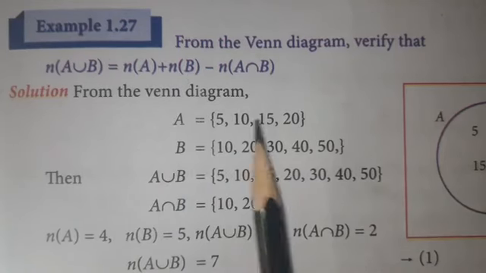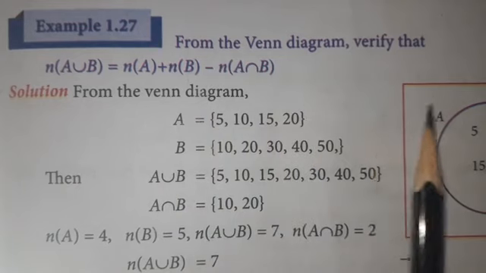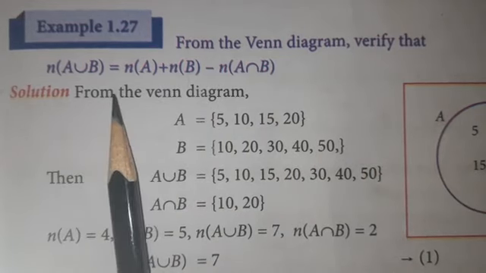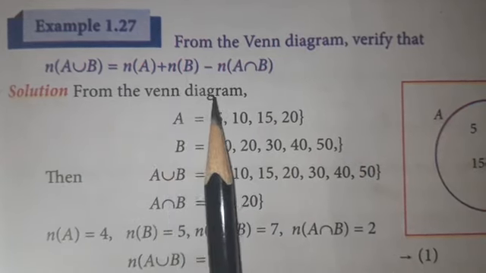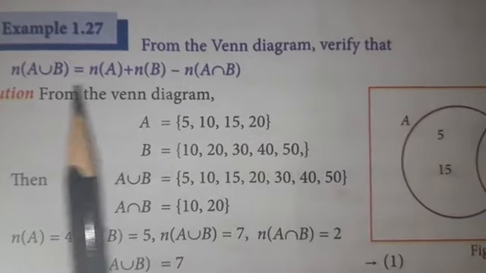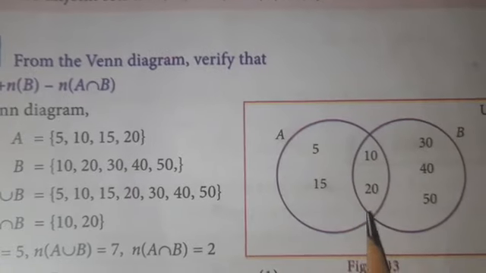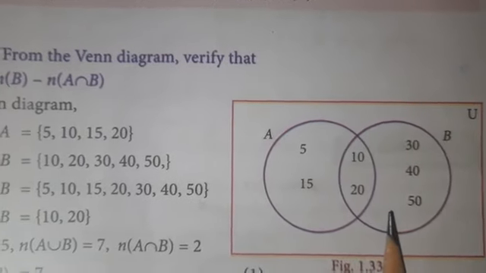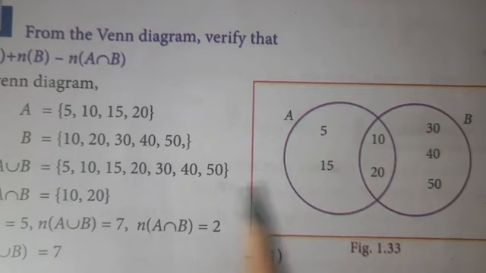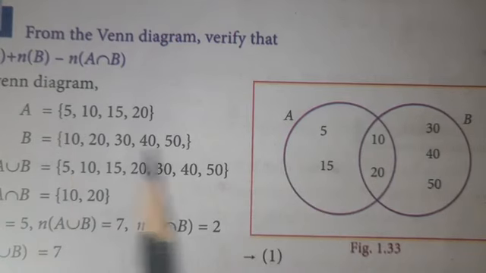Example: from the Venn diagram, verify that n of A union B is equal to n of A plus n of B minus n of A intersection B. We have to verify this formula. They have given the Venn diagram. This is the Venn diagram. Here, from that, you should write the A elements. What are the A elements?